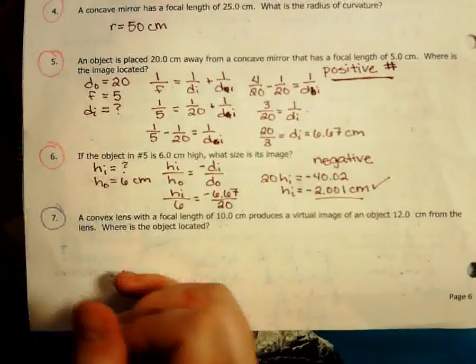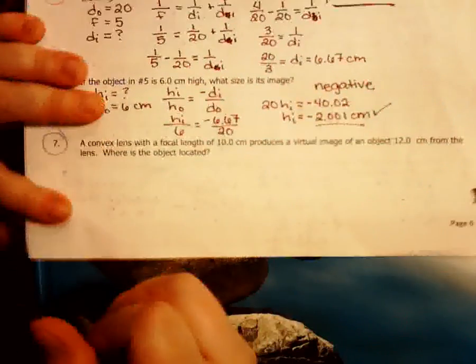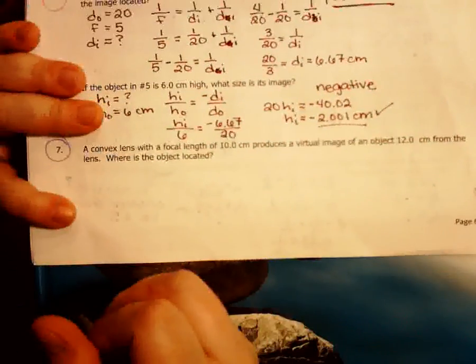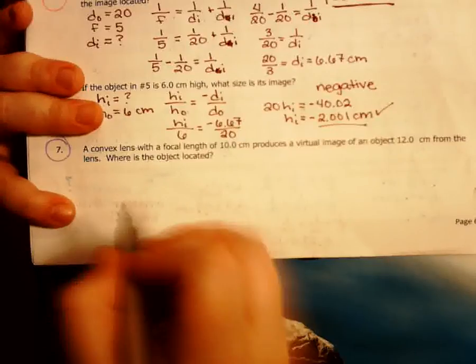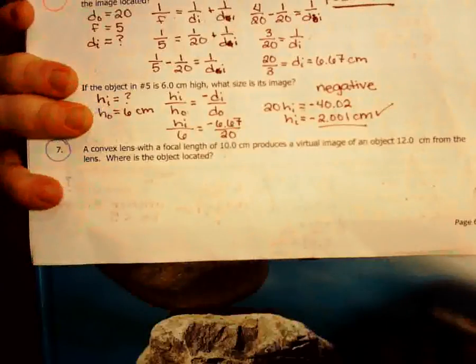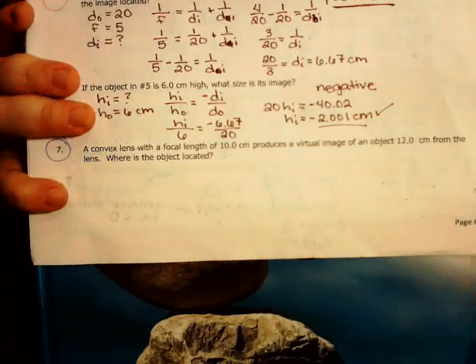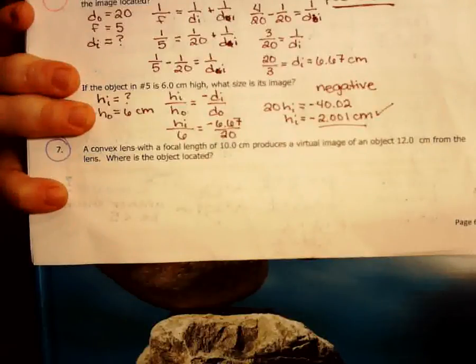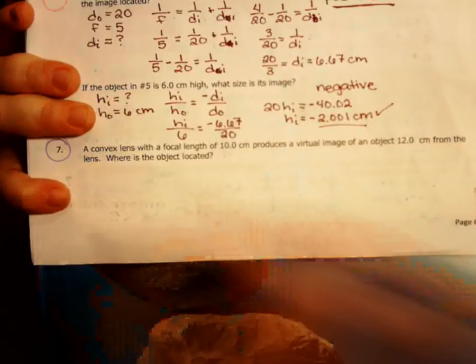All right. Last but not least, number 7. Number 7 says a convex lens with a focal length of 10 centimeters produces a virtual image of an object 12 centimeters from the lens. Where is the object located? So, several things.